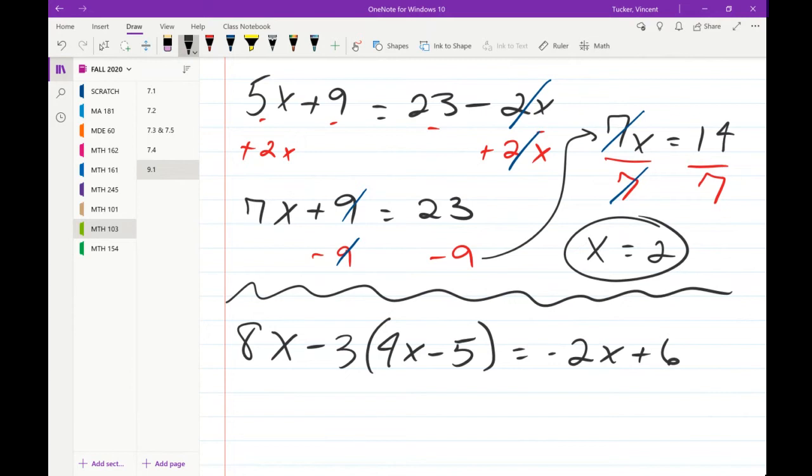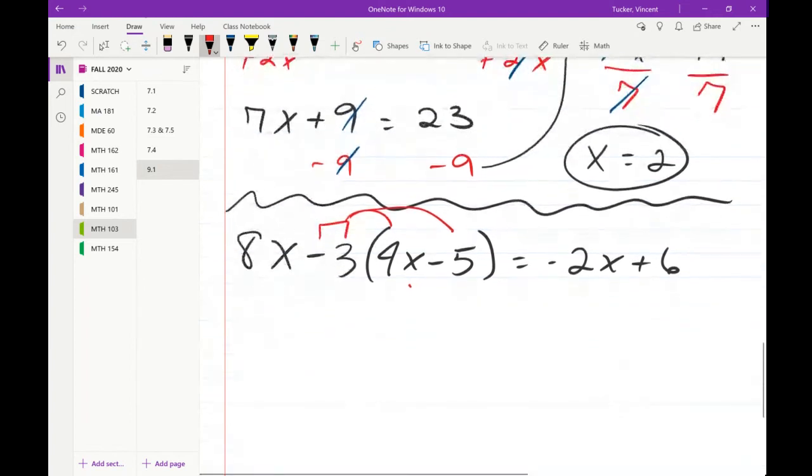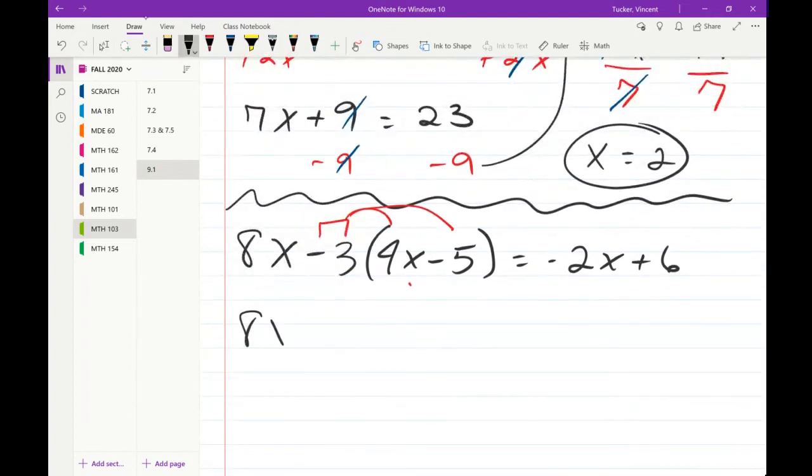All right, so here we have 8x minus 3 times the quantity of 4x minus 5 equal to negative 2x plus 6. So we want to combine all of our like terms. We need access to this x right here. We can't do that with those parentheses, so we do need to distribute. And we're not just distributing 3, we're distributing negative 3 into our parentheses. That's 8x minus 12x plus 15 equal to negative 2x plus 6.